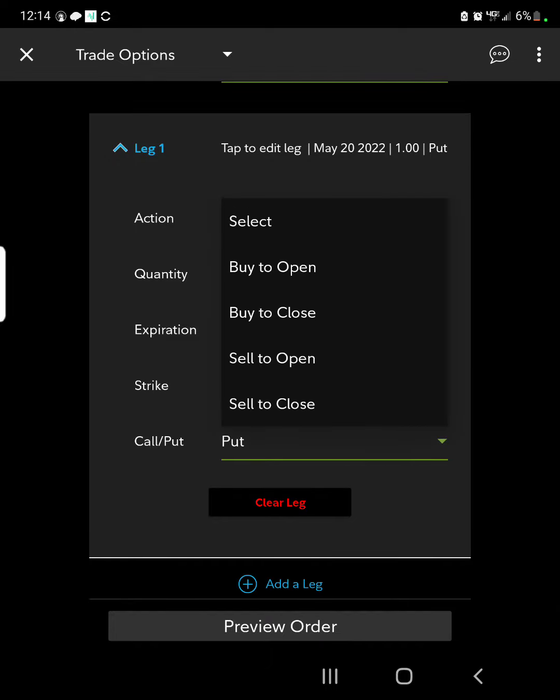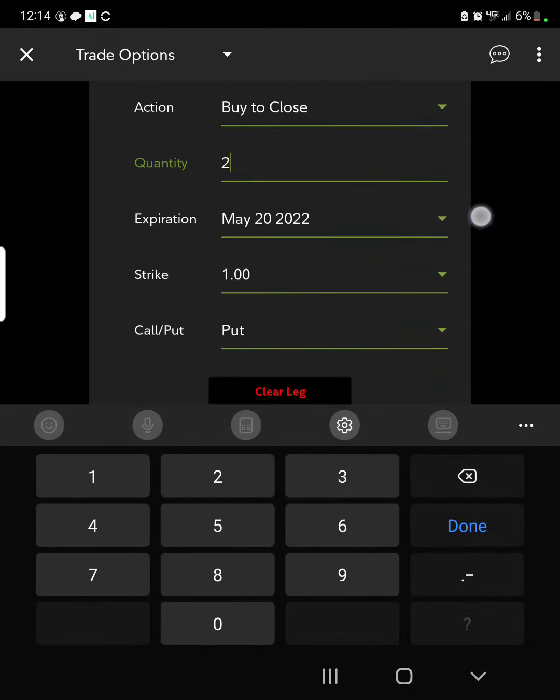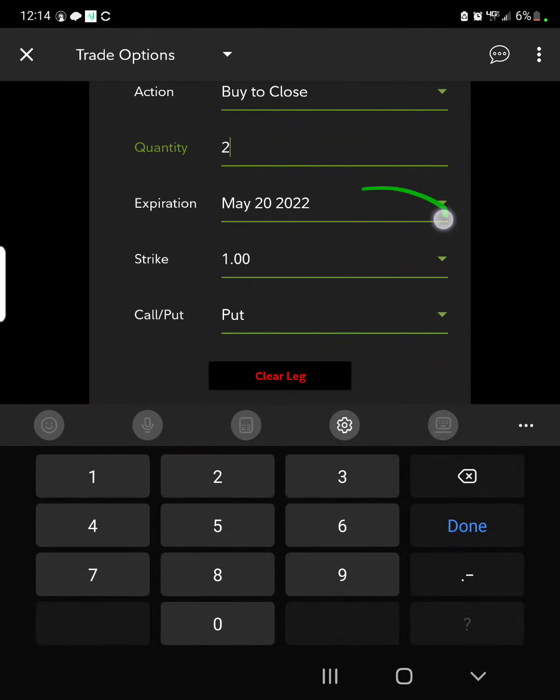So the option that you're going to choose is going to be buy to close, because you're buying an option that you had sold to open. So buy to close, the quantity 2, okay, and then this is the expiration date of your contract that you're buying back. This is the strike price, and this is if it's a call or a put.